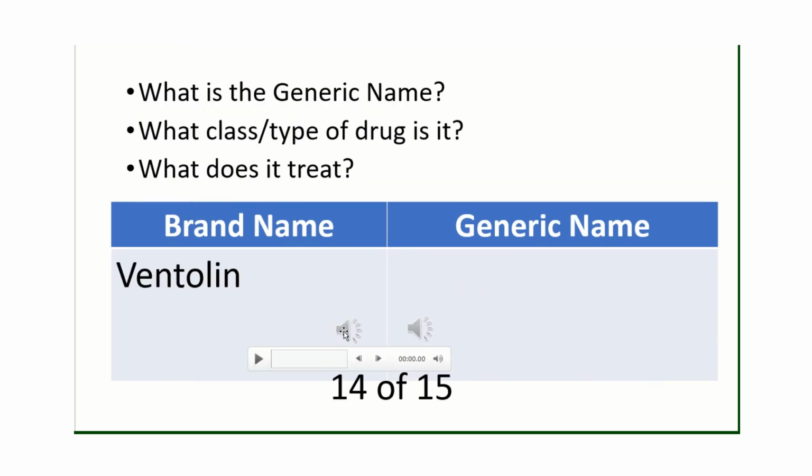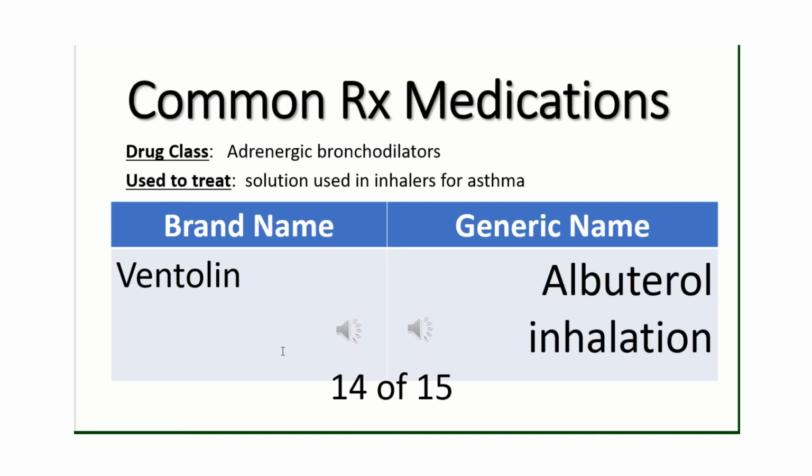What is the generic name for Ventolin? What type of drug is Ventolin? What does Ventolin treat? The generic name for Ventolin is albuterol. Ventolin and albuterol are adrenergic bronchodilators. Ventolin and albuterol are solutions used in inhalers for asthma.